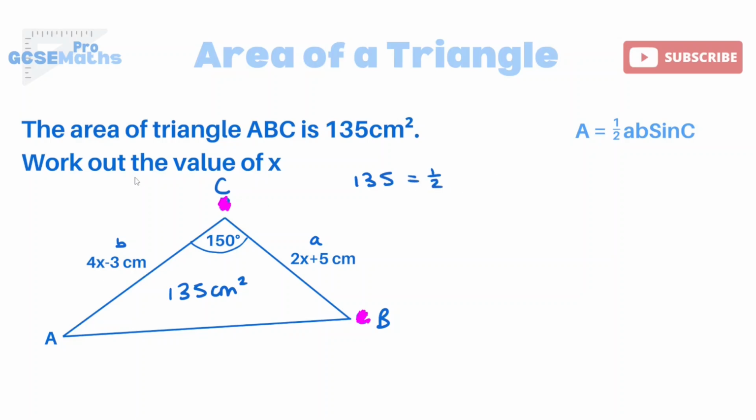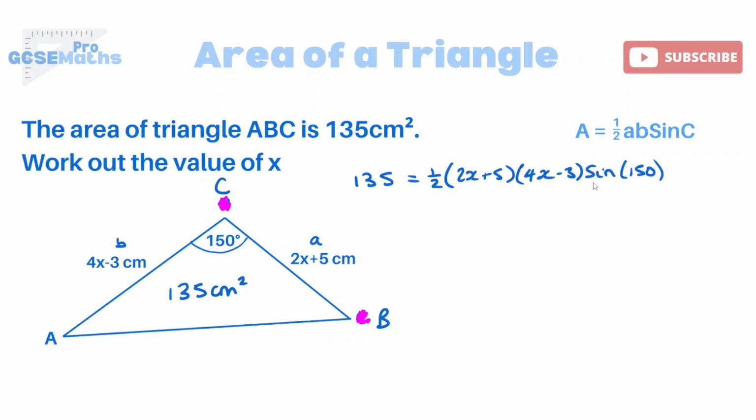Now in this case, can you see how we've actually got sides in terms of x? So we've got 4x minus 3 and then 2x plus 5. So I need to put, for a it's 2x plus 5, put the whole thing in. So we're still substituting. b is 4x minus 3, and then times by sine C, which is 150. Okay, subbed everything in. I'm going to have to rearrange and solve this equation.